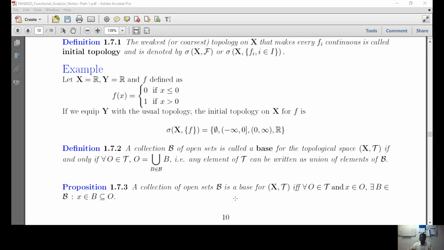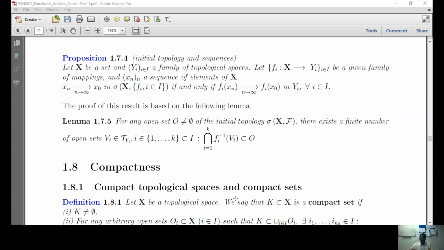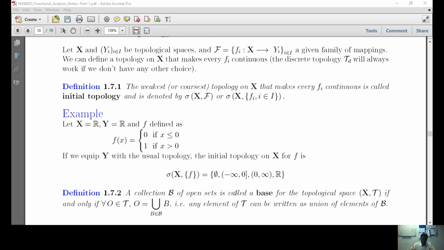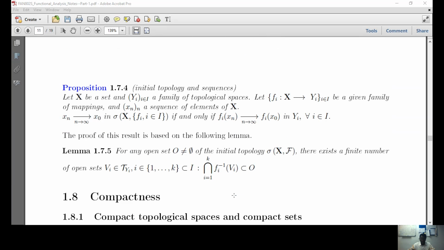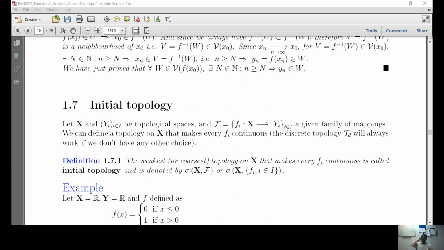Okay, so we'll stop here for today. And we will continue next time with the same. But I really encourage you to read this part. Please read it, and prepare for compactness, because tomorrow I will tackle compactness.